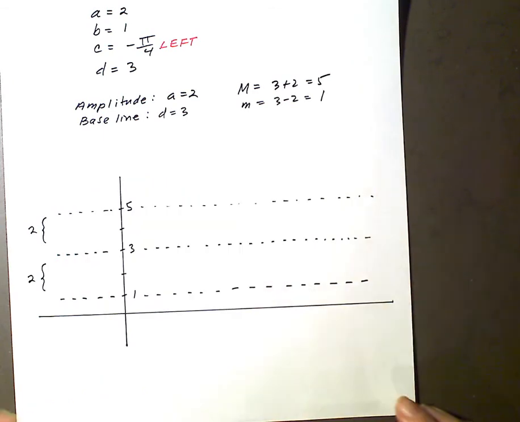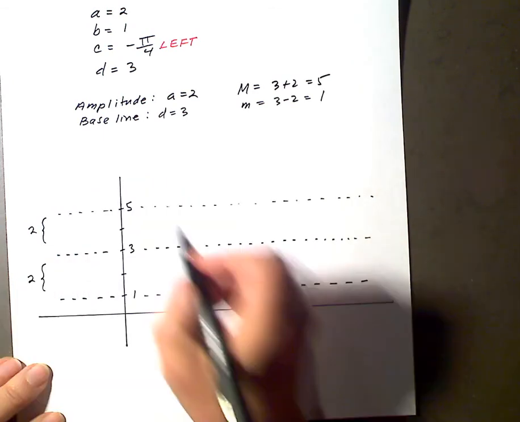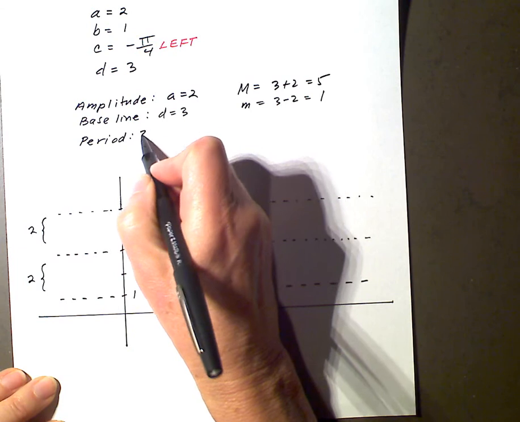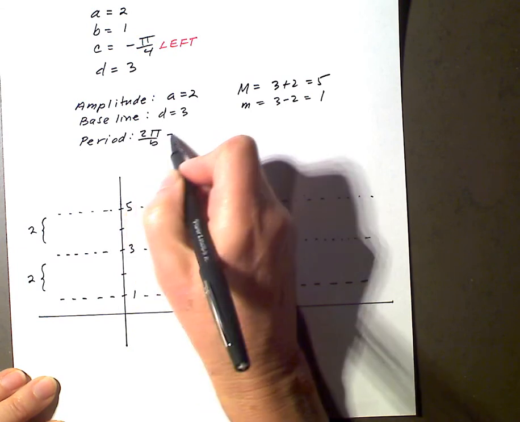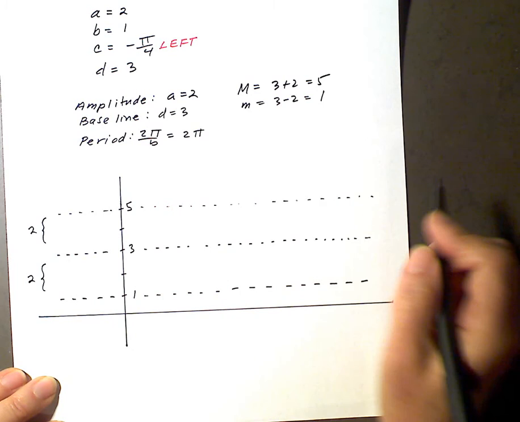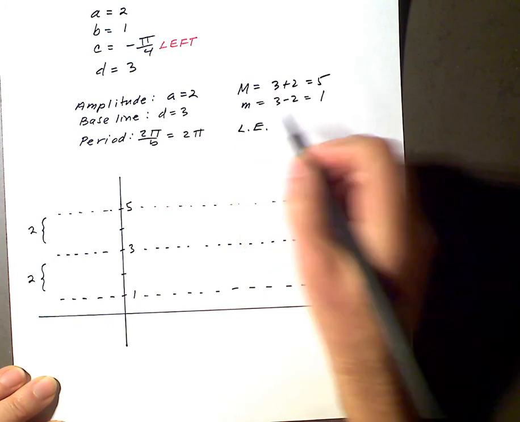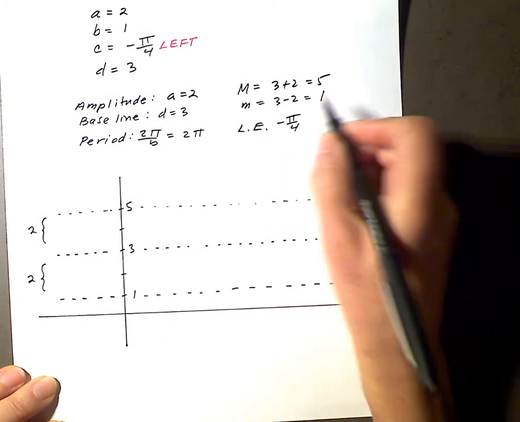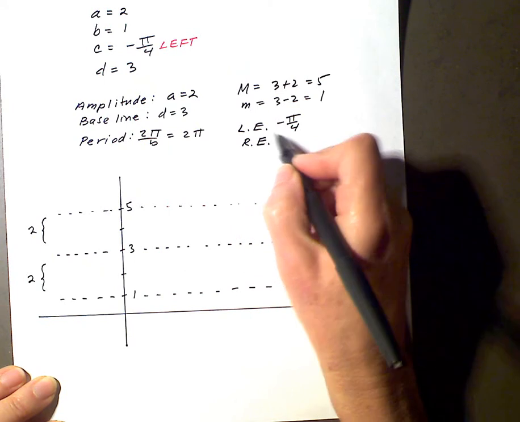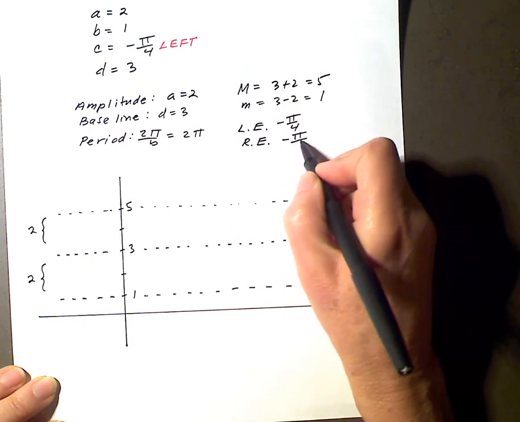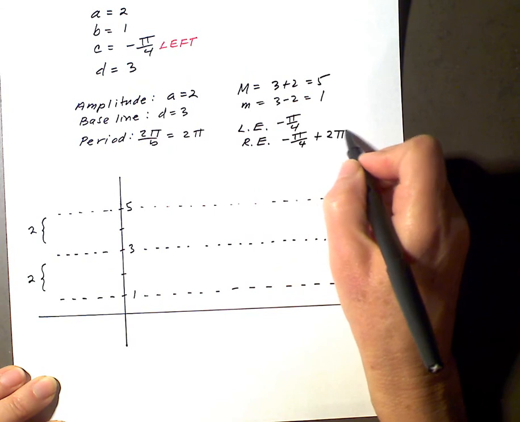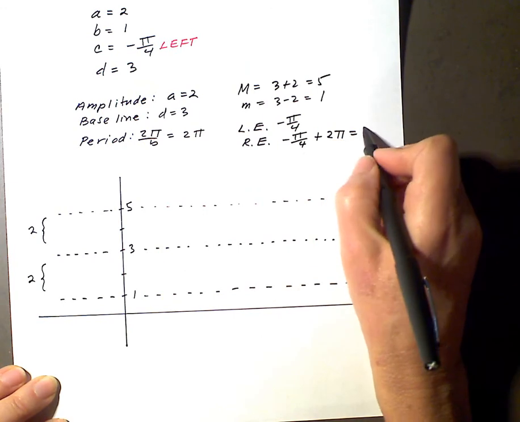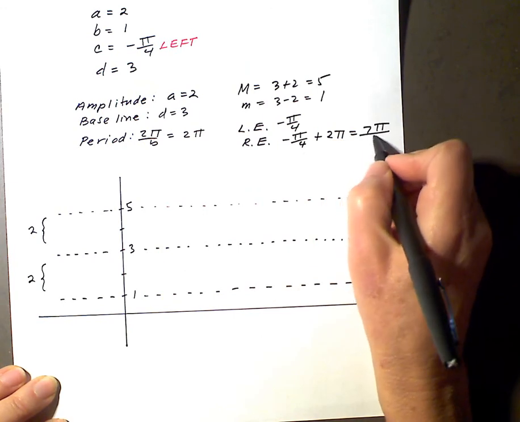So now we'll figure out horizontally where this graph is. The period is always 2 pi over b. And in this case, b is 1, so it's just 2 pi. And the left edge, or where the function is going to start, is at c, so at negative pi over 4. And the right edge, where one period of the function will end: I'll start at negative pi over 4 and move to the right by 2 pi. So I'll end at negative 1/4 plus 2, which would be 1 3/4, or 7/4 pi, or 7 pi over 4.